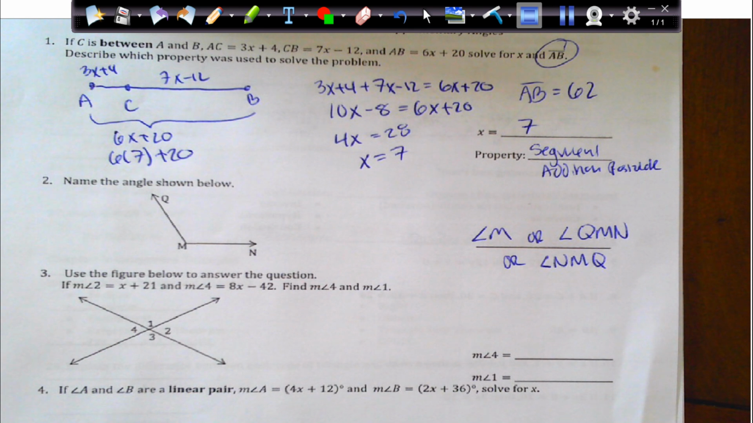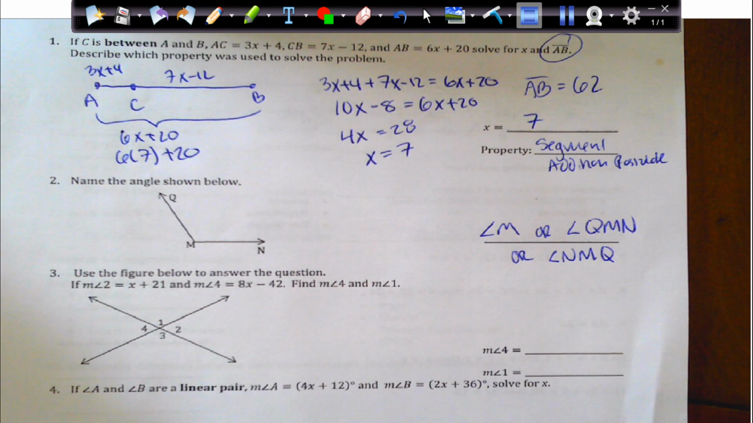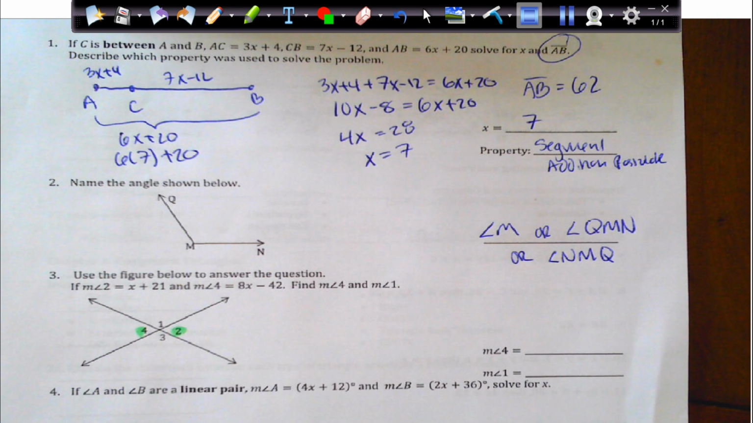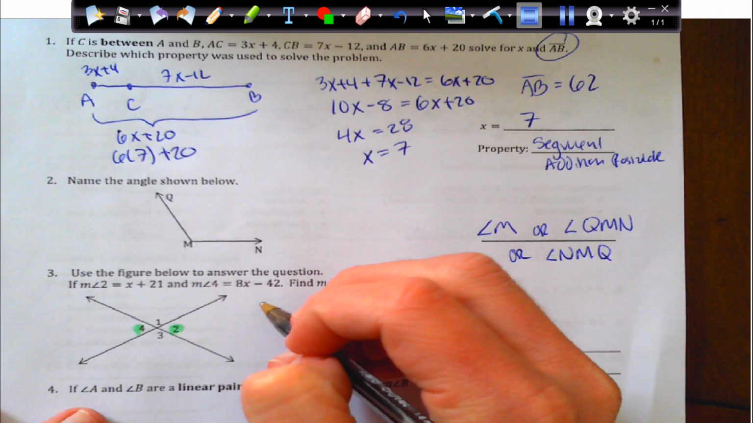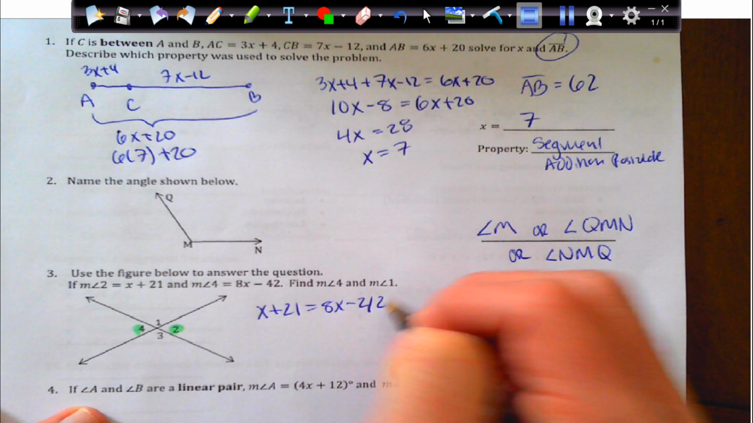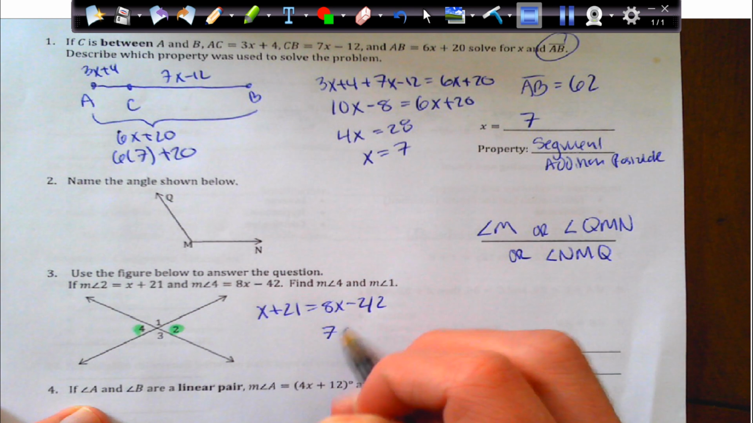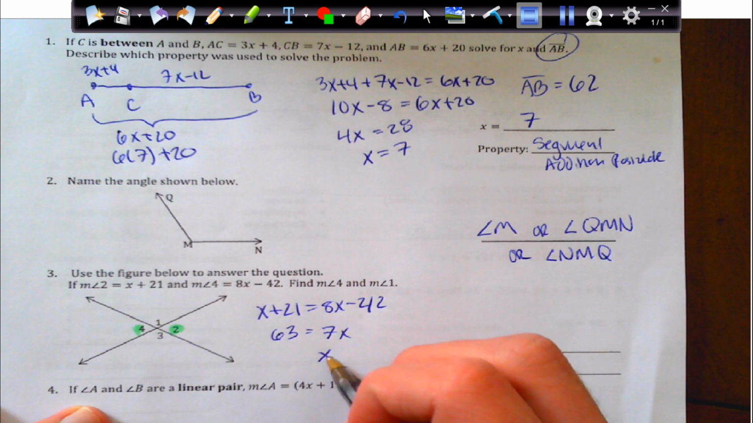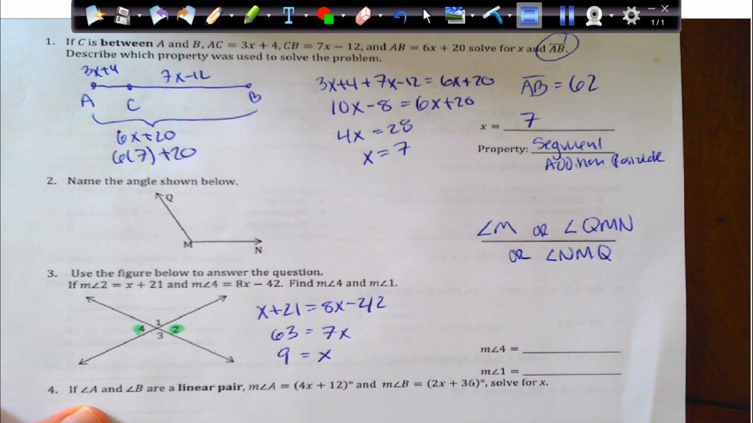Number three, I have 2 and 4. So 2 and 4 are vertical angles. So because 2 and 4 are vertical angles, I can set them equal to each other. So we can do x plus 21 equals 8x minus 42. Subtract the x, I get 7x. Add 42, I get 63. Divide by 7, x equals 9.